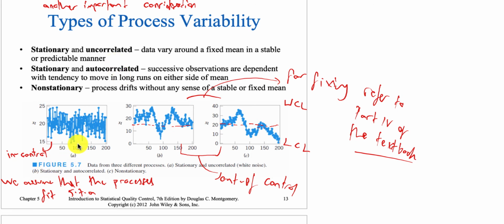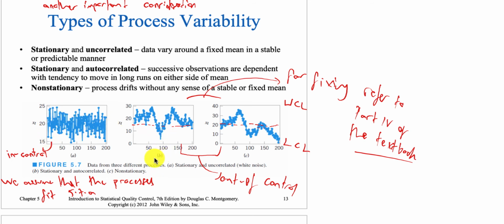And what about the types of process variability? Here we are seeing 3 examples. In the first example, we are seeing a random pattern. It is up, down, up, down, up, down. In this situation it's called stationary and uncorrelated because the process is in control. This is the upper control limit, this is the lower control limit. There are no out-of-control points. This is stationary, around the target value, and it is uncorrelated because it is going up, down, up, down. There is no trend here.